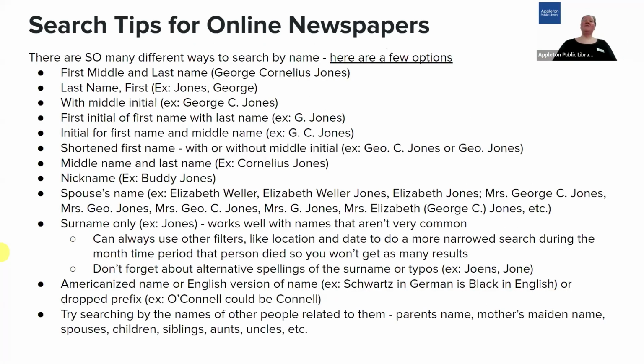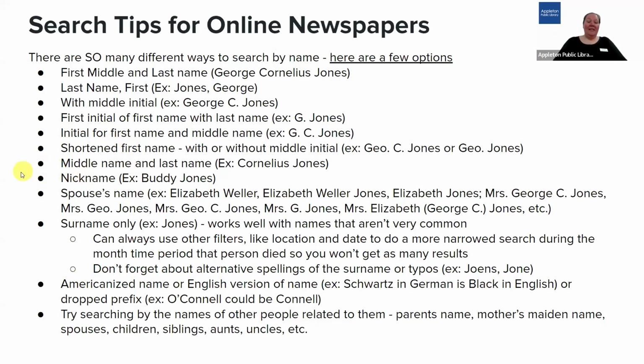I've also got a ton of different ways that I search. These are just a few of the options. So like I said, 10 to 20 different ways. I search first name, middle name, last name. I search last name, first name. I search with a middle initial, without a middle initial. The first initial of the first name with the last name. An initial for the first and the middle name, a shortened first name, because sometimes George is GEO or William is WM. I add a middle name and their last name because sometimes people just went by their middle name and not their first name.